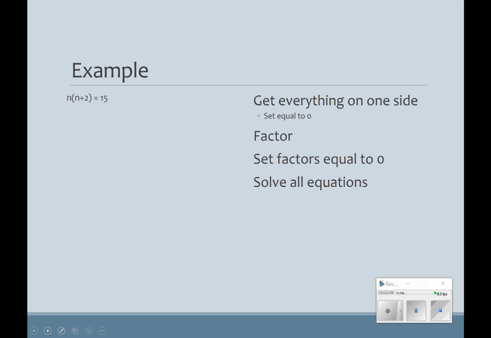Last example. Now here's the deal. This one's factored, but notice that it's not set equal to 0. So what we have to do is we have to distribute our n. So we get n squared plus 2n. And I'm going to bring this to the other side and make it its opposite. So minus 15 equals 0.